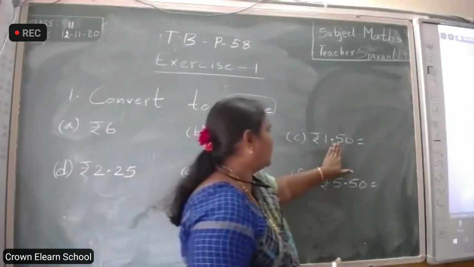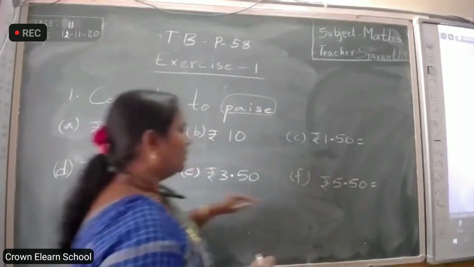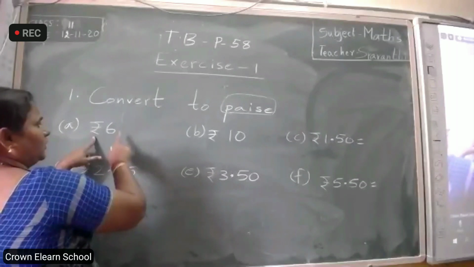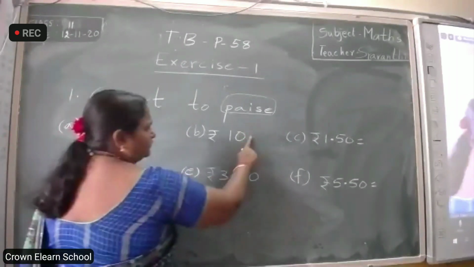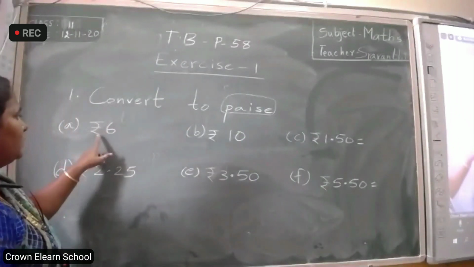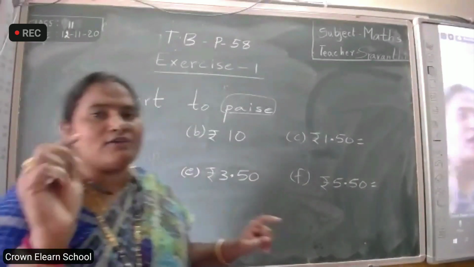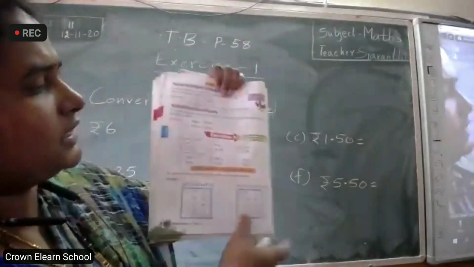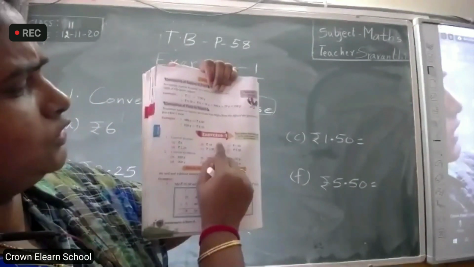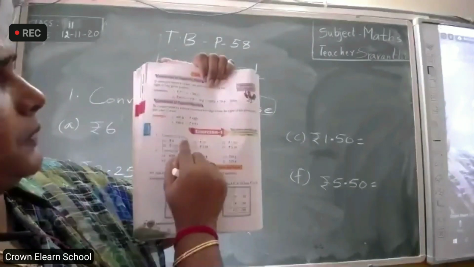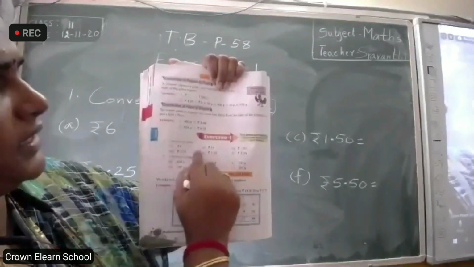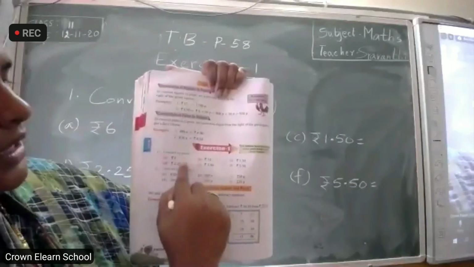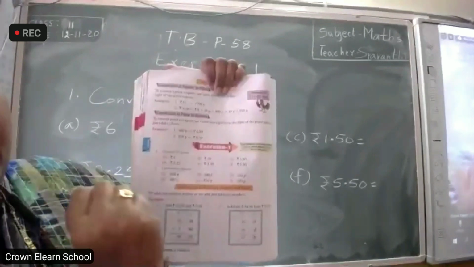Now we know how to convert. What do you do if there are only rupees? See, is any dot there? Are any paise there after a dot? No. So how will you convert? Let us write. You have some space in the textbook. Take your pencil and write here only. You can write the answer there. Okay?